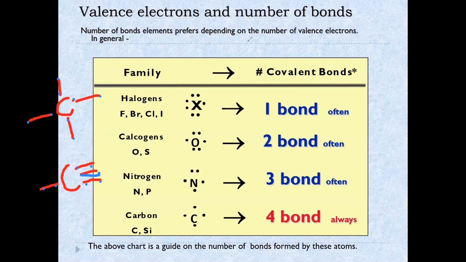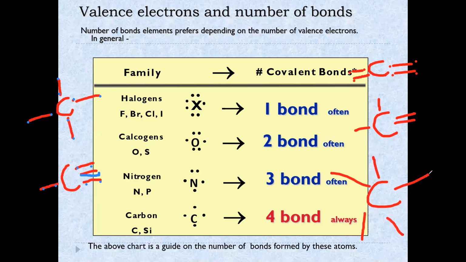1, 2, 3, 4, 5, 6, 7, 8. Or carbon can also form 2 double bonds, like in your diene. That is also 8 valence electrons. Carbon can also have a double bond and 2 single bonds. So in all, carbon cannot have 5 bonds surrounding it. Either 4 single bonds, a triple bond and a single bond, 2 double bonds, or 2 single bonds and 1 double bond. Carbon cannot have this. It's not possible for carbon to be surrounded by 5 bonds.